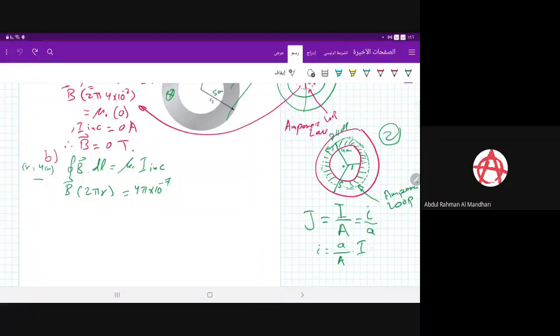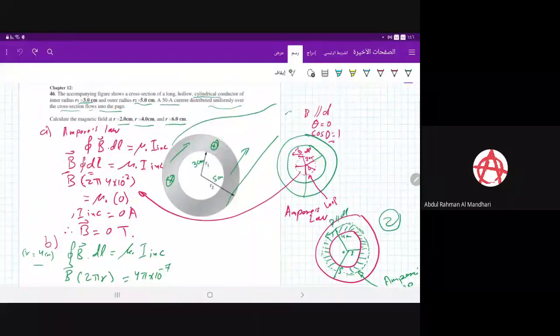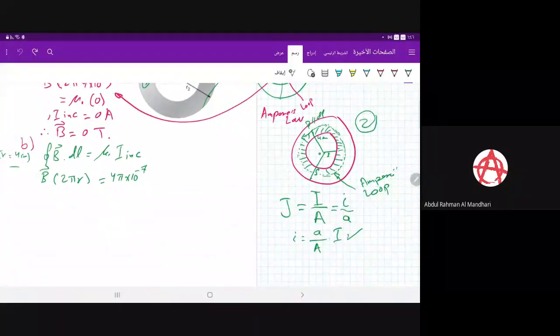Do we have the capital I? Yes, it has been given here as 50 amperes. Do I have A small? Yes, I can get it, because A small is the area of the shaded area here. So A small represents the shaded area.